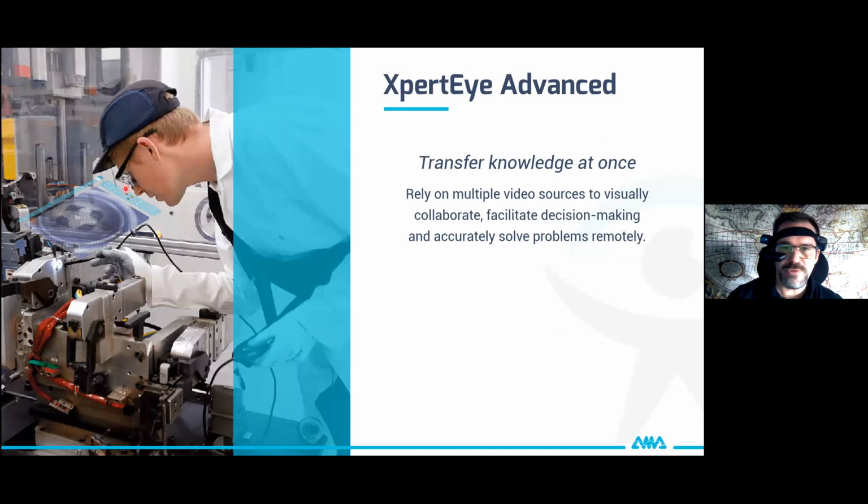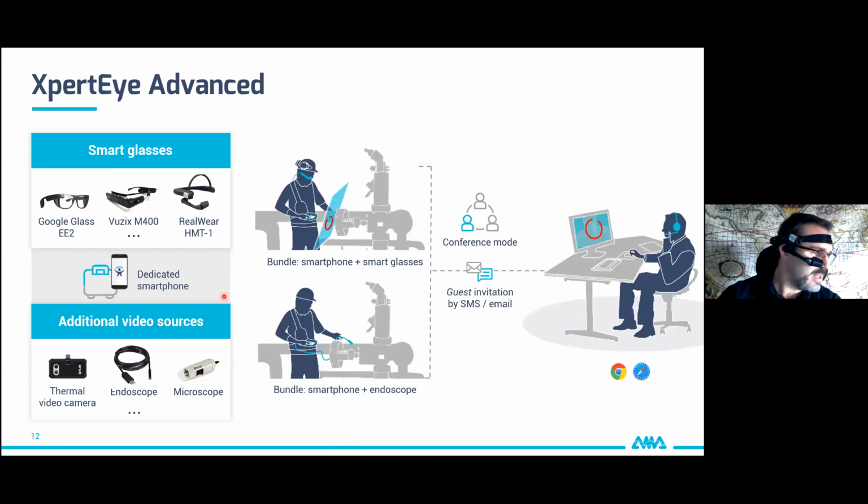Let's move to the final one. This is the most advanced video suite collaboration. This is based on a smartphone. You see here that we have a dedicated smartphone that is connected to an endoscope. This way we can see inside machineries. So the dedicated smartphone is really the hub of this video collaboration suite. And you can connect several video sources to it.